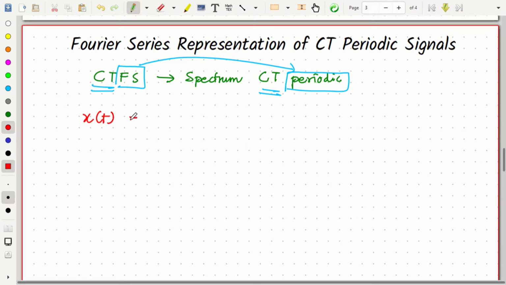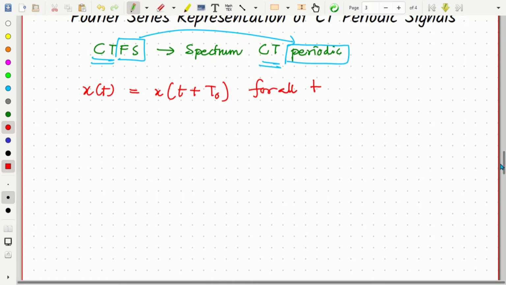If the signal is periodic, we can express it as x of t plus capital T0, which we have discussed in the first unit. So if this is satisfied for all t, then we can say that the signal is a periodic signal. Where T0 is known as the fundamental period.